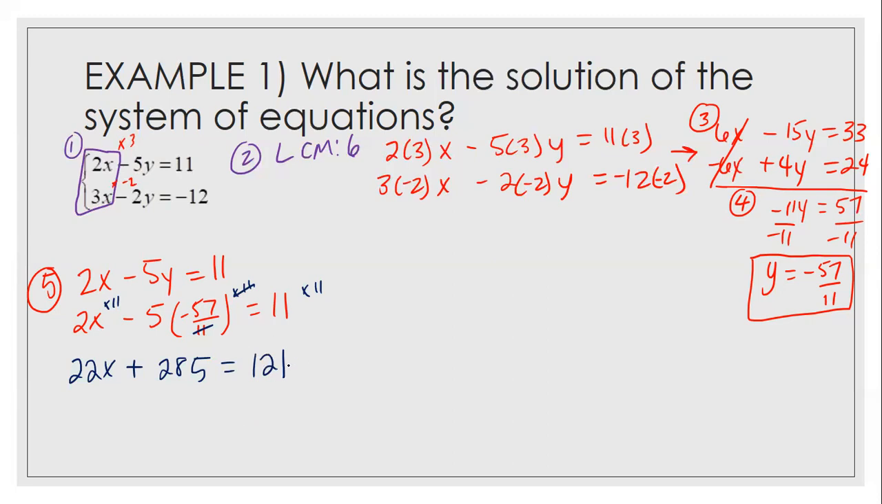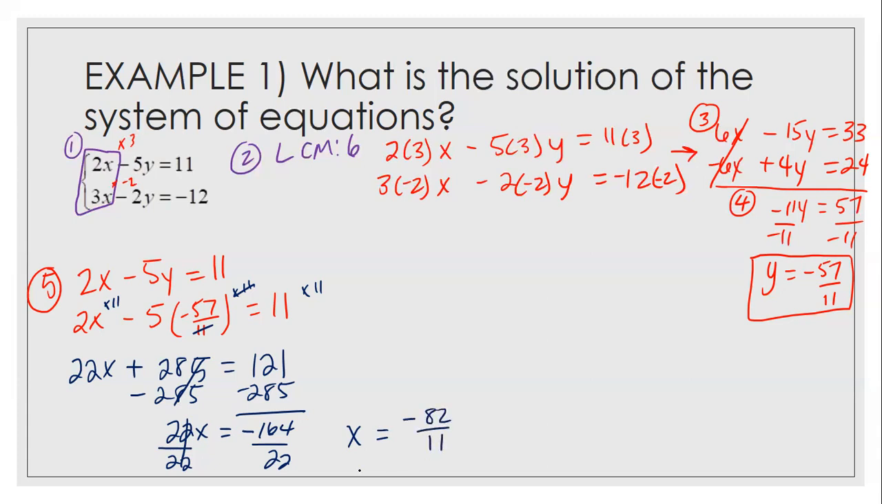A fraction is only a problem if you let it be a problem. So I subtract 285, subtract 285. It's 121. So we get 22x equals negative 164. Divide by 22. And we get x equals, both of these are even, so they're divisible by 2. So negative 82 over 11. That's our x.